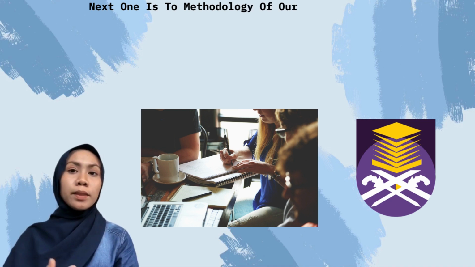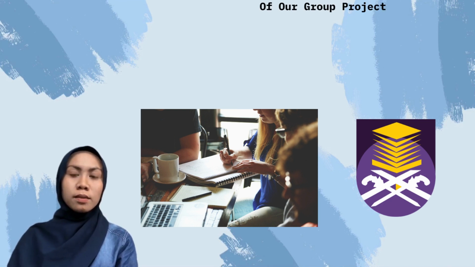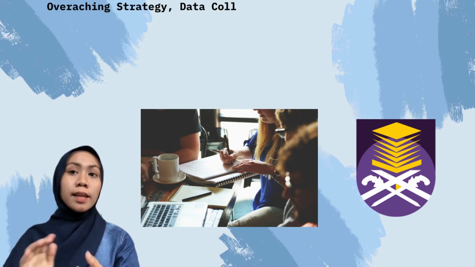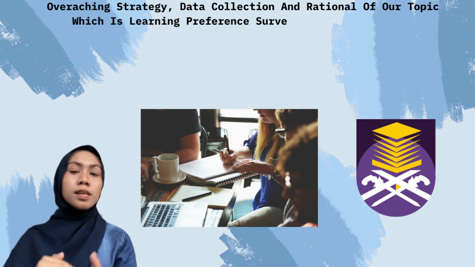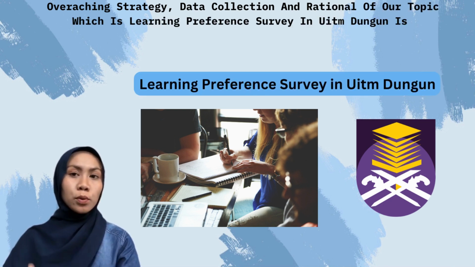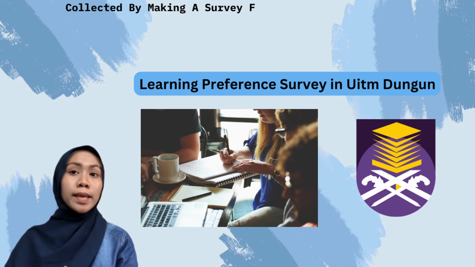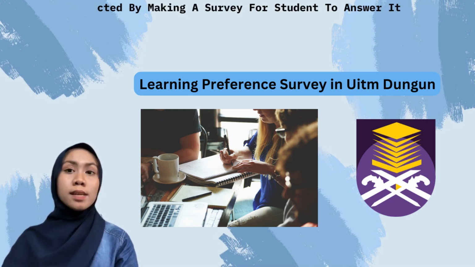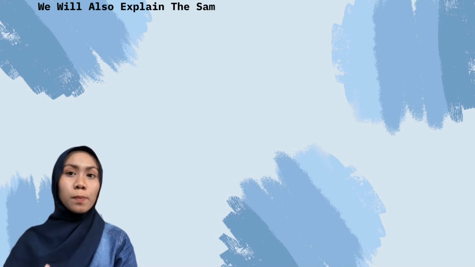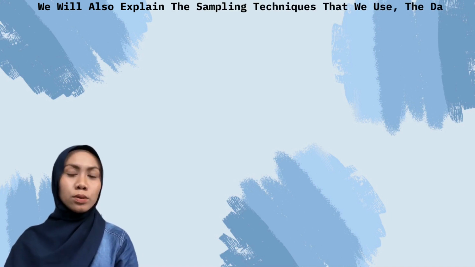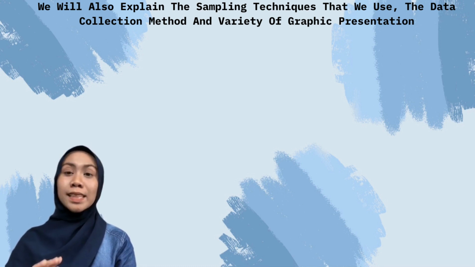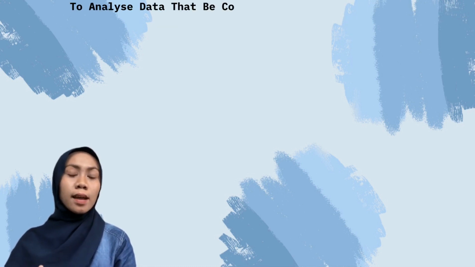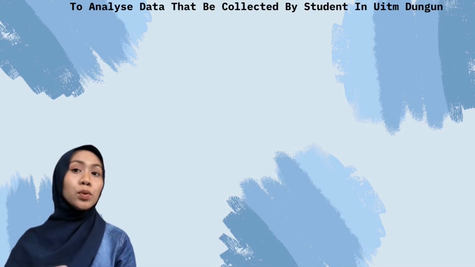Next one is the methodology of our group project. The overarching strategy, data collection, and rationale of our topic, which is Learning Preference Survey in UiTM Dungun, is collected by making a survey for students to answer it. We will also explain the sampling technique that we use, the data collection method, and variety of graphic presentation to analyze data that be collected by students in UiTM Dungun.